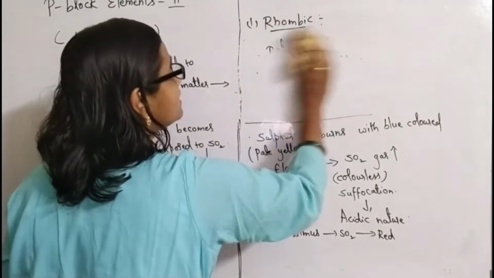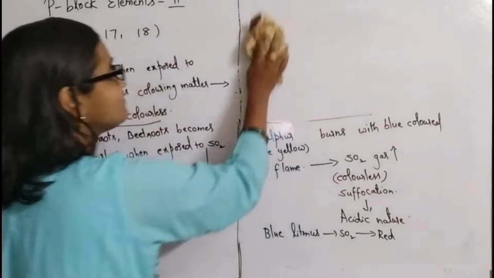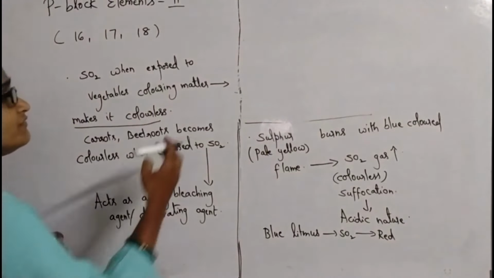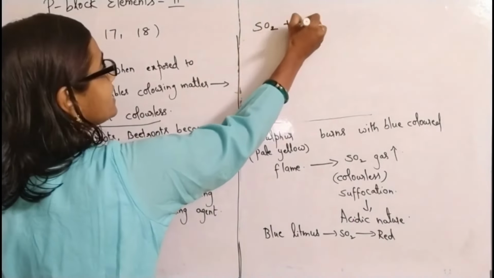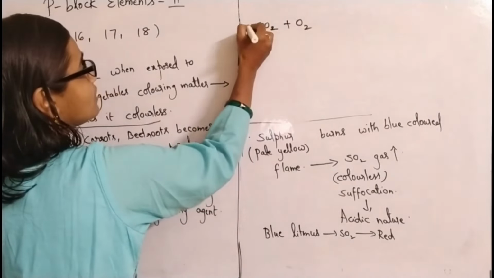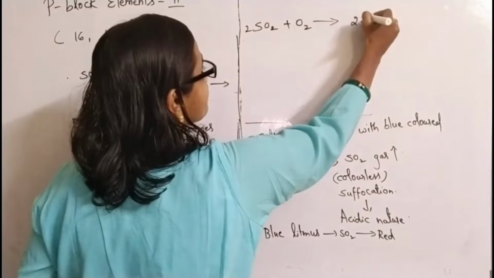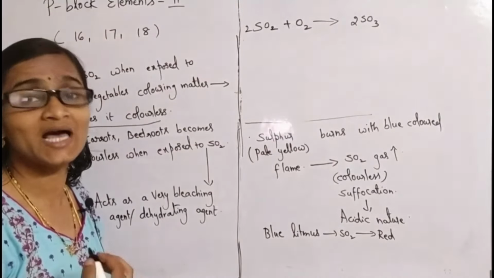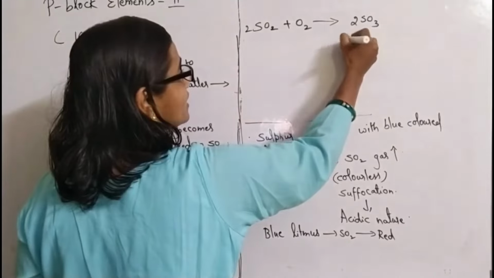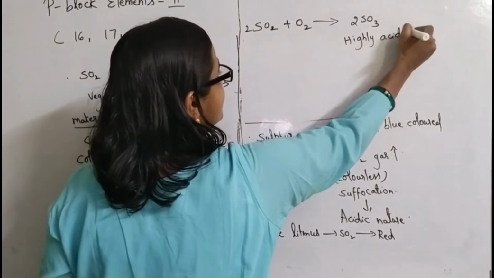Here you will get the next compound. The first compound of sulfur I told you about. If you burn sulfur dioxide in excess of oxygen, 2SO2 plus O2 gives rise to 2SO3. You will get sulfur trioxide. Sulfur trioxide is also highly acidic in nature. It is a non-metallic oxide. That's why it is highly acidic in nature.